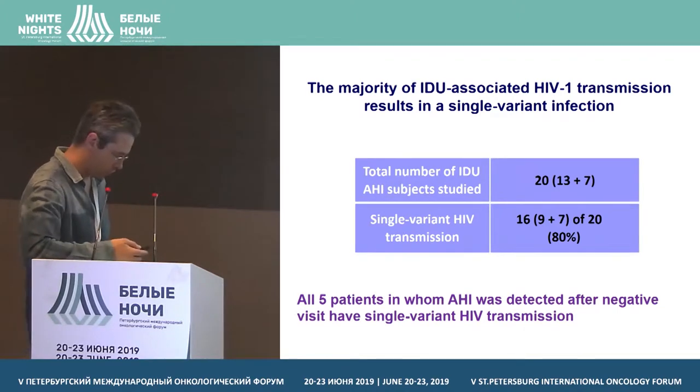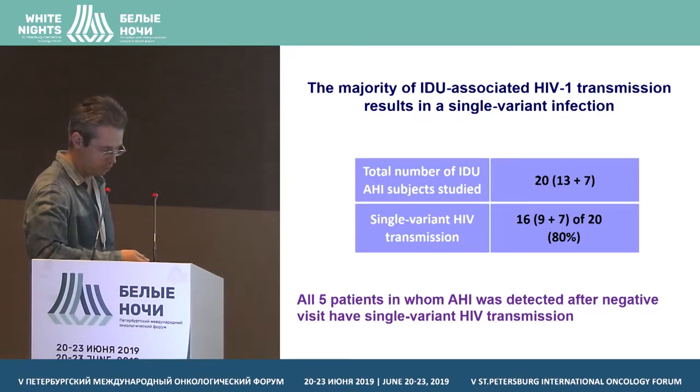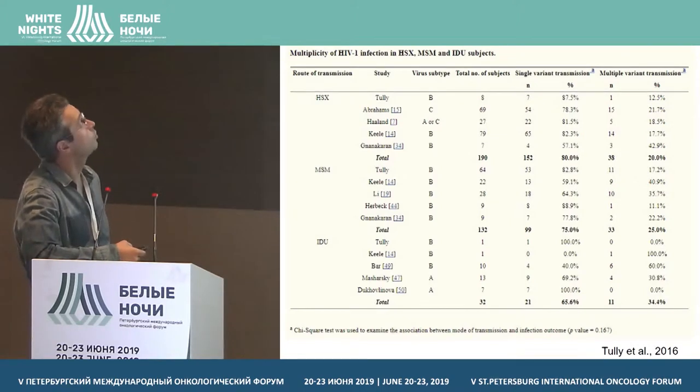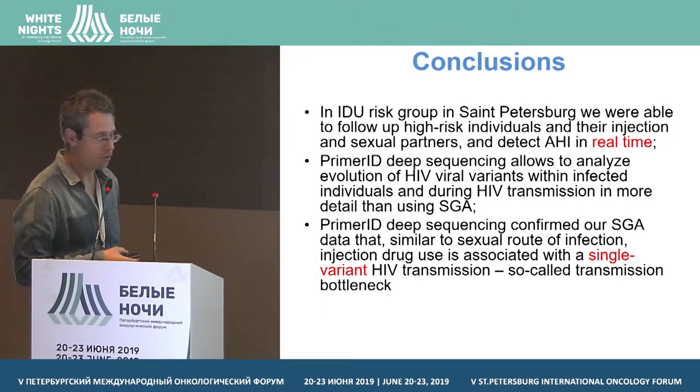Thus, the share of cases of injection transmission with single variant transmission is around 70%, which is comparable with the sexual way of transmission and correlates with the data of meta-analysis on various routes of transmission: hetero, homosexual, and injection. If we take the average, the shares of cases with single variant transmission amount to 80, 75, and 65, which are not statistically different. Thank you.